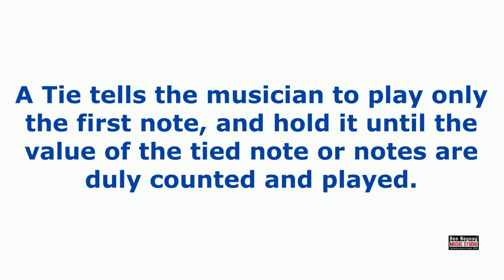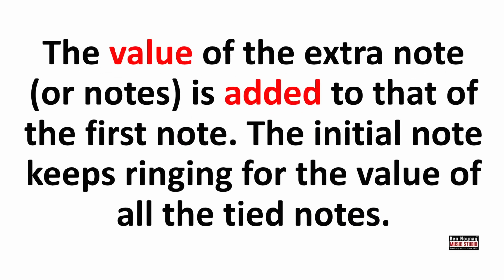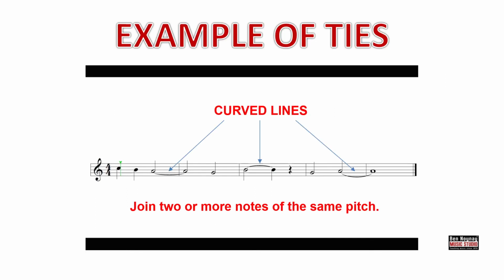A tie tells the musician to play only the first note and hold it until the value of the tied note or notes are duly counted and played. In other words, the value of the extra note or notes is added to that of the first note. The initial note keeps ringing for the value of all the tied notes. In our example here, playing tied notes should sound like this.